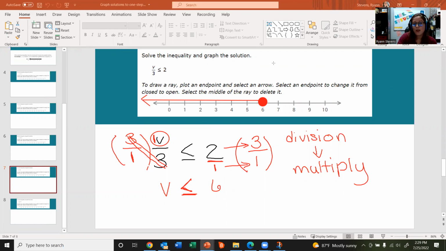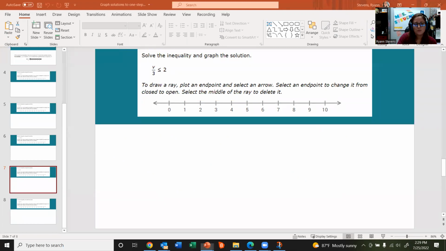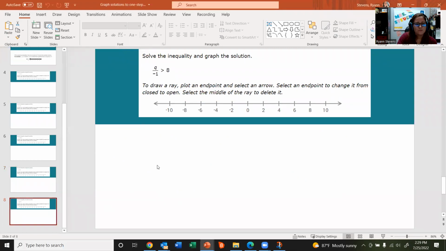All right, and we're going to look at one more question. So here we're solving for the inequality and we are graphing the solution. We have q over -1 is greater than 8. So we're going to rewrite this down here. Q over -1 is greater than 8.